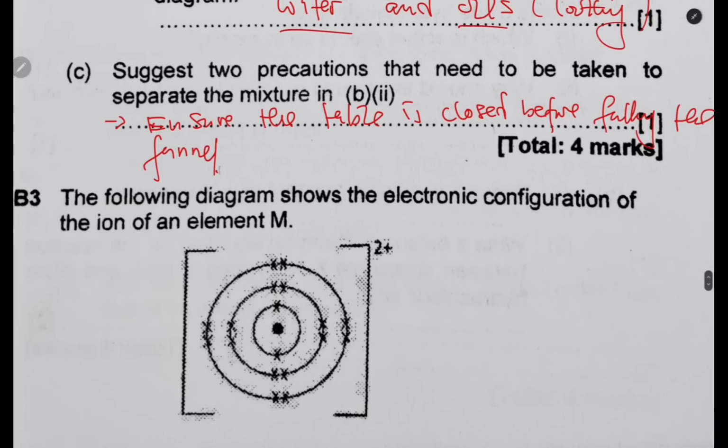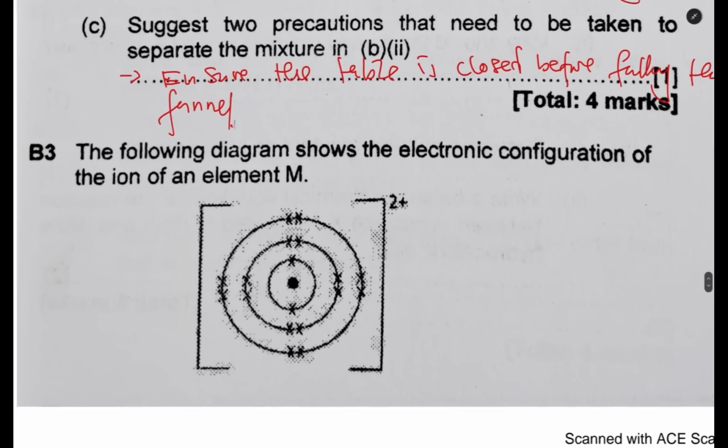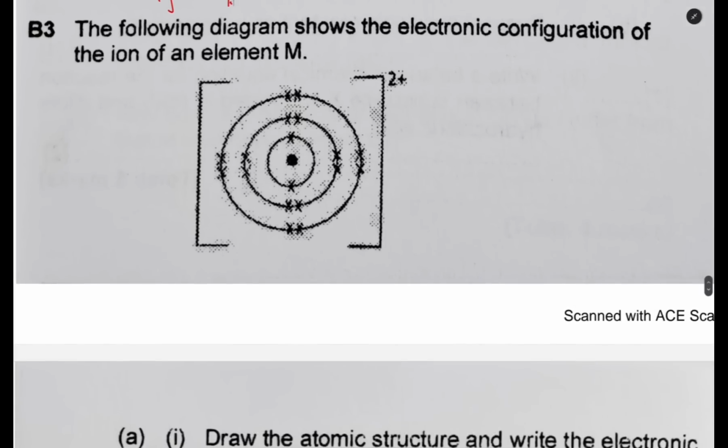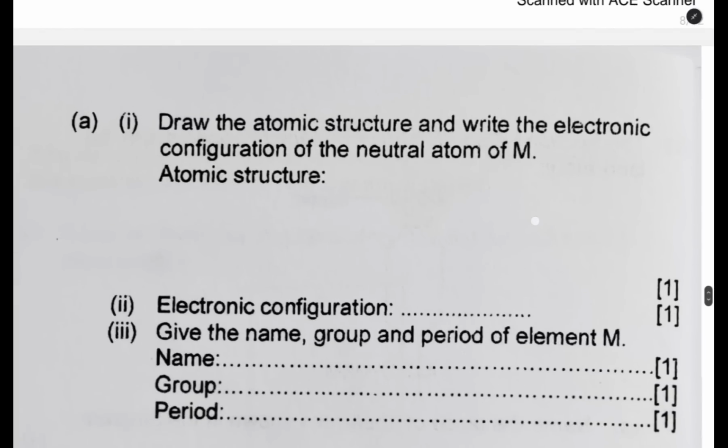We go to the third question, that is B3. The diagram below shows the electron configuration of the ion of element M. Then now draw the atomic structure and write the electronic configuration of the atom of M. Okay, draw the electronic structure and write the electronic configuration of the neutral atom of M. So neutral atom of M, the atomic structure.